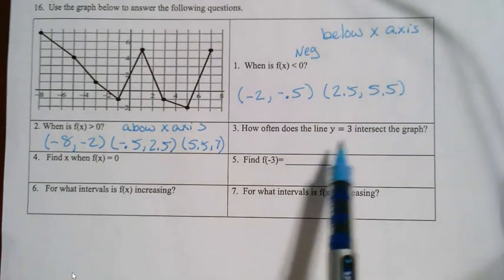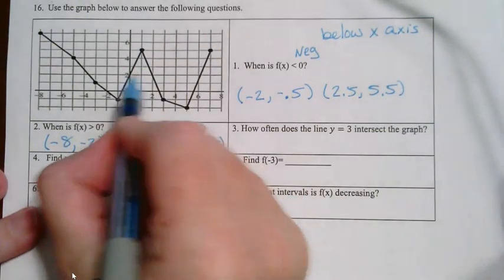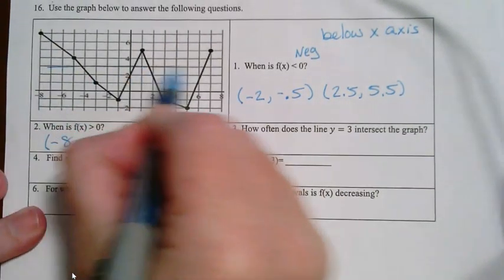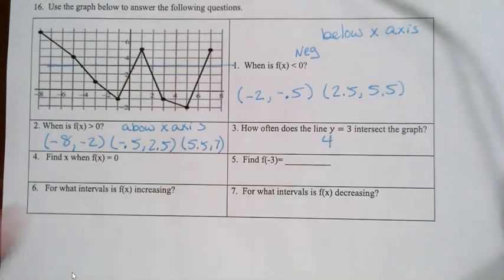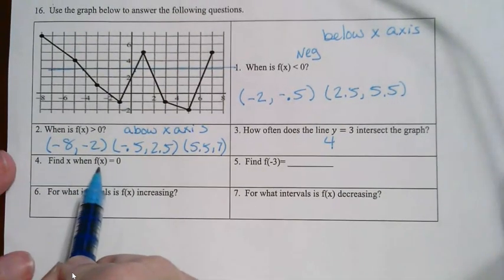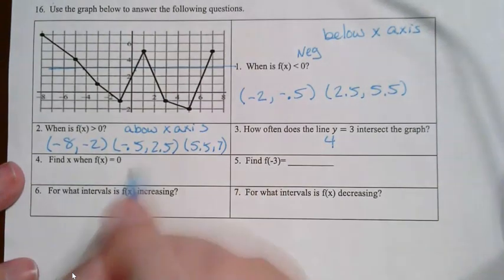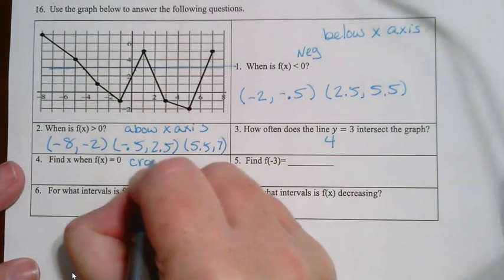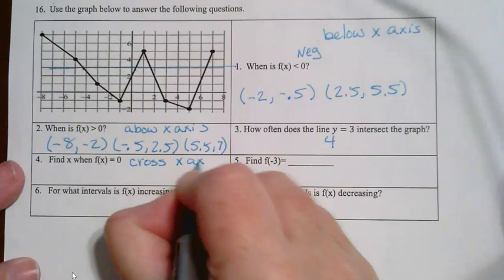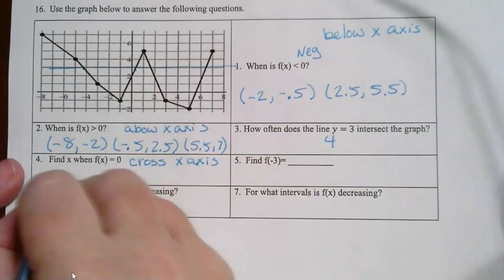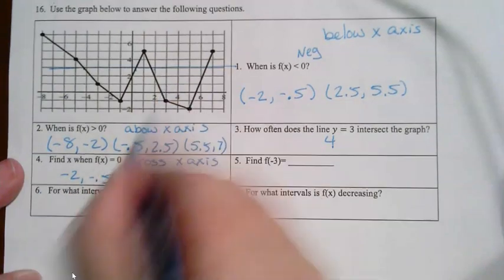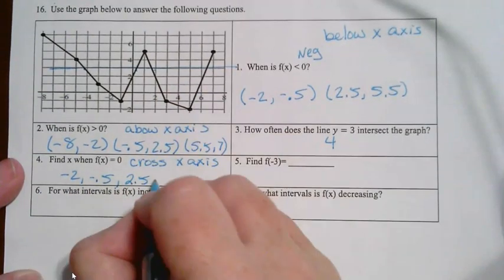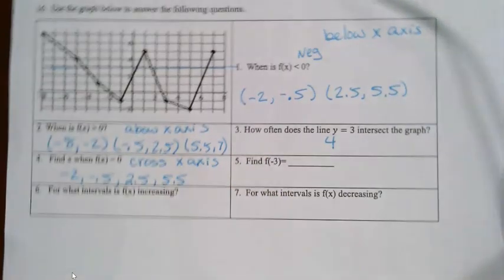How often does the line y equals 3 intercept? So here is 3, and I'm just going to draw a line. So 1, 2, 3, 4. So it crosses 4 times. When does f of x equal 0? Meaning, when do we cross the x-axis? So at negative 2, negative 0.5, 2.5, and 5.5. Okay.